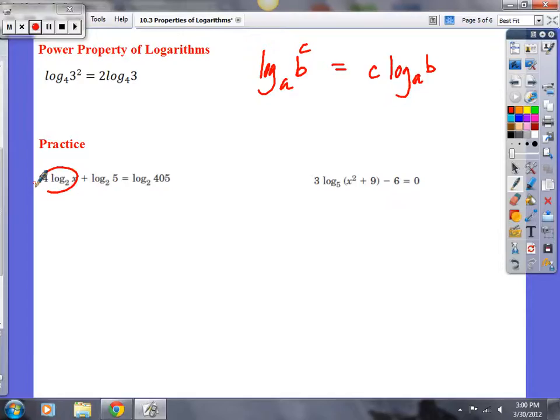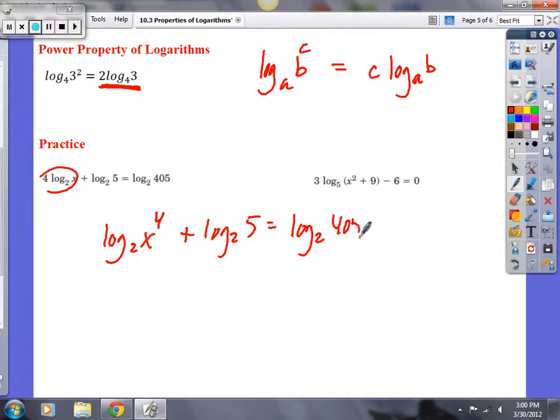And I'm going to use the converse. So what they've given me looks something like this. I'm going to work backwards and make it look like you're taking the log of a power. And what you do with the 4 is, that's the exponent. So log in base 2 of x to the 4th plus log in base 2 of 5 equals log in base 2 of 405.